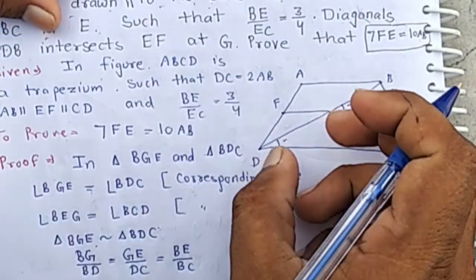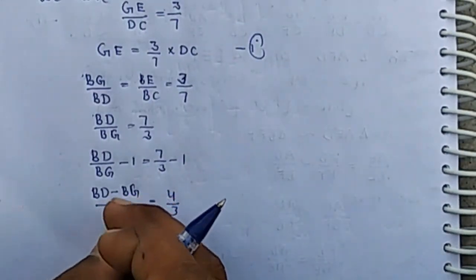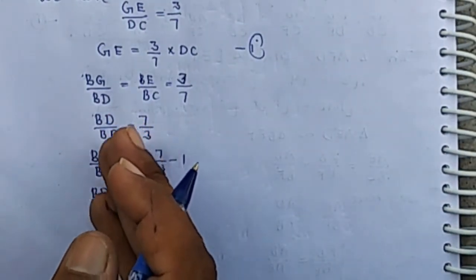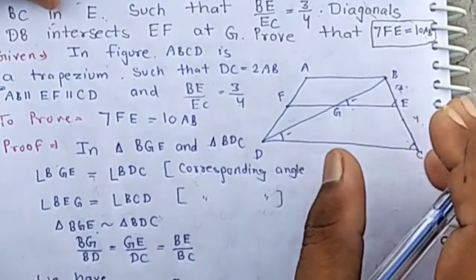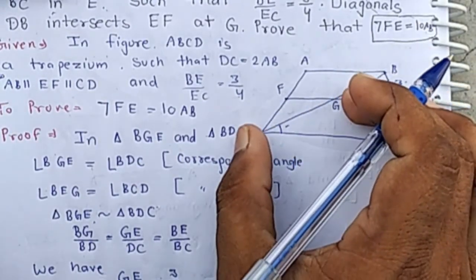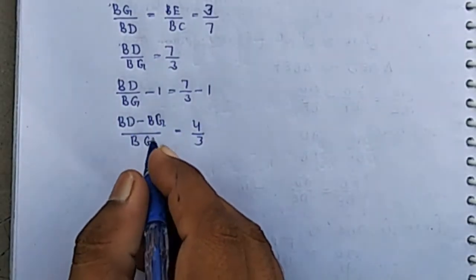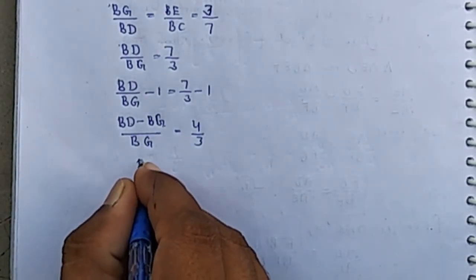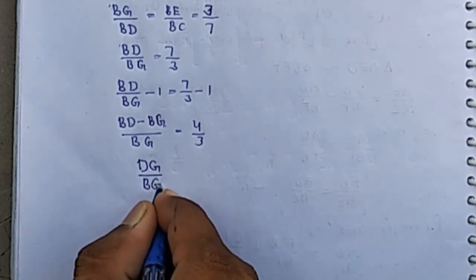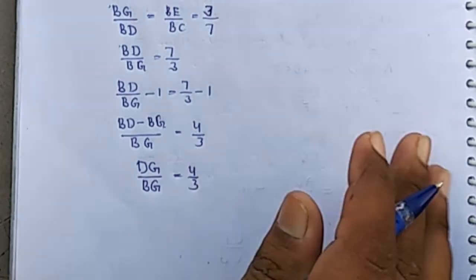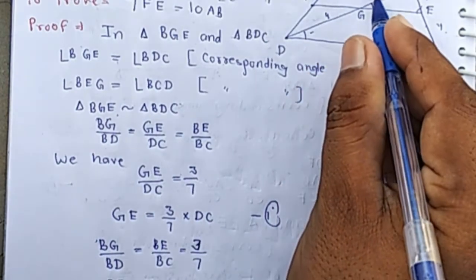We have to find the relation DG by GB. Therefore we are subtracting 1 from both these terms. BD minus BG is equal to DG, and DG by GB is obtained. BD minus BG is DG, and DG by BG equals 4 by 3, it is also equal to 4:3.